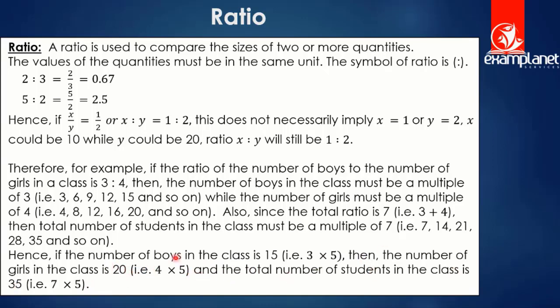And the number of students in the class is 35, that is 7 times 5. Okay, so what we're talking about here, if you're looking at this information, is the ratio of the number of boys to girls, 3 to 4. That means the ratio of boys is 3, and that of girls is 4.